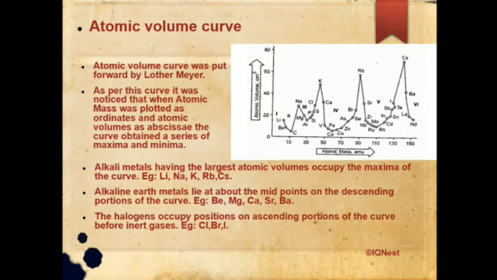The next is the halogens occupy the position on the ascending portions of the curve before the inert gases. For example, chlorine, bromine and iodine. These are the halogens which occupy the position on the ascending portion of the curve. And the transition metals occupy the minima of the curve. For example, copper and cobalt. These are transition elements which occupy the minimum point of the curve.